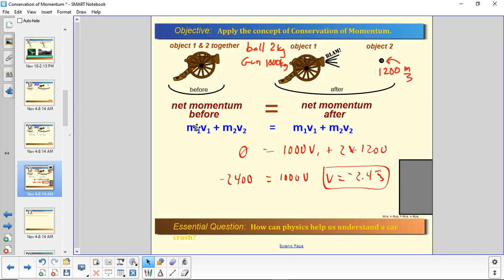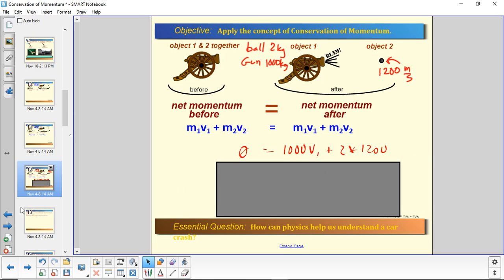So to summarize, we use this equation. Each term reflects the momentum of the first object plus the momentum of the second object before the collision. The second terms are the momentum of the first object and the momentum of the second object after the collision, which in this case is the cannon firing. And then you solve for the variable that you don't know. And that's all there is to it.